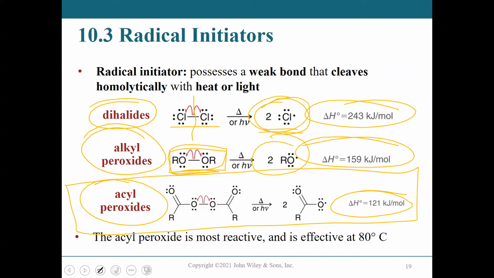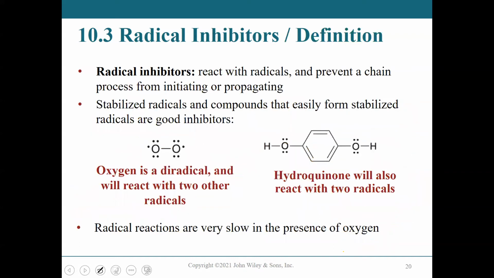So the easier to produce radicals are acyl peroxides. Acyl peroxides will produce radicals pretty instantly. Okay? So the acyl peroxide is most reactive and it's effective at 80 degrees Celsius. So you don't really need to apply too much heat for them to react.